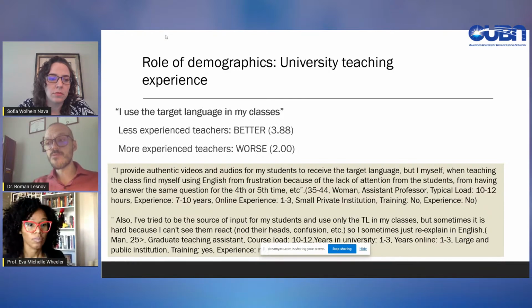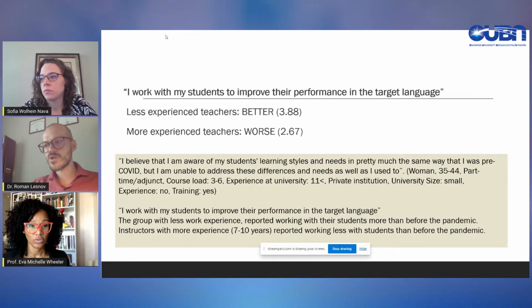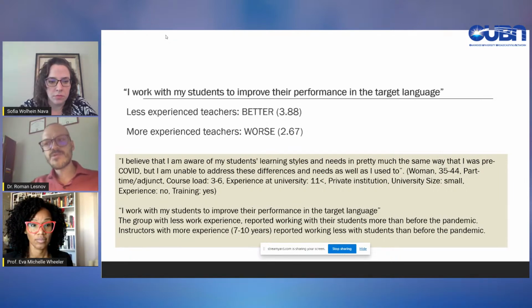In contrast, teachers with more experience thought that they did not use as much target language as before the pandemic. And you can see some comments from teachers that might shed additional light on this matter. But we're going to move on to the next slide, which is about the next question that showed a statistically significant result. It was, I work with my students to improve their performance in the target language. Less experienced teachers thought they did a better job helping students during the pandemic, while more experienced teachers believed the opposite.